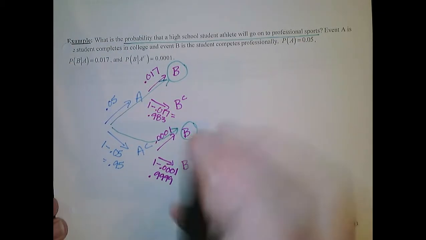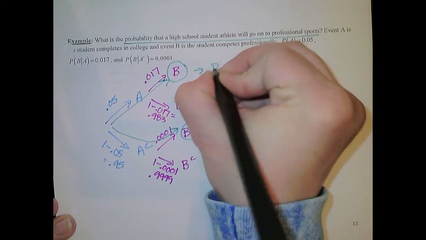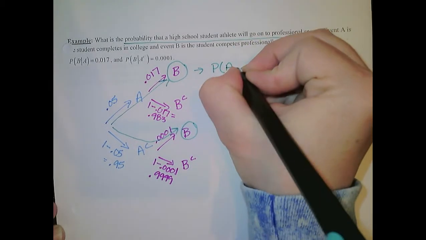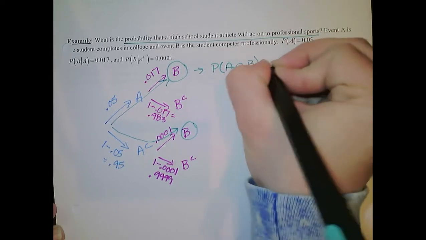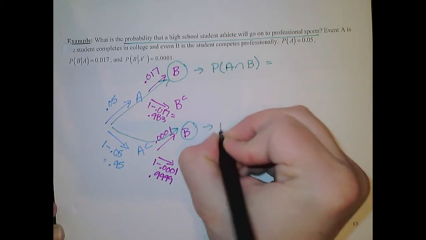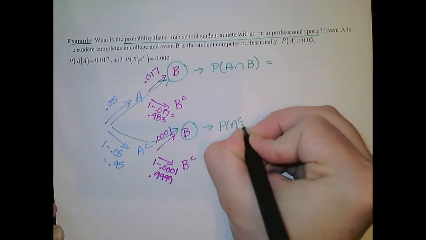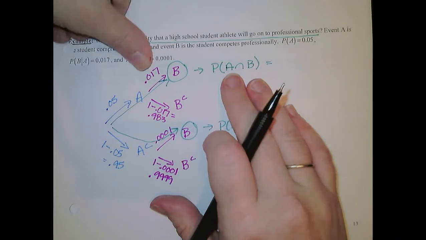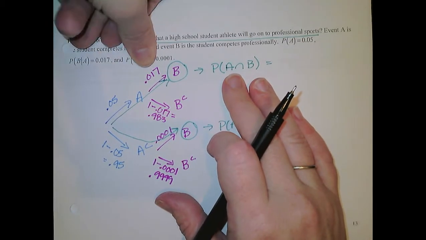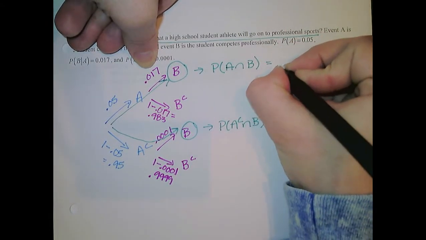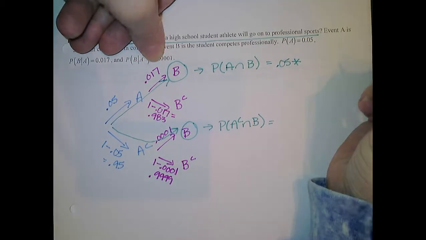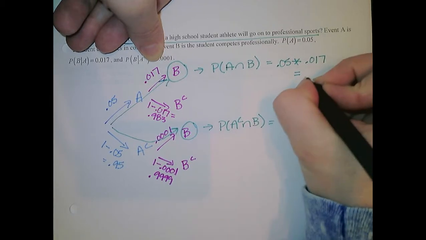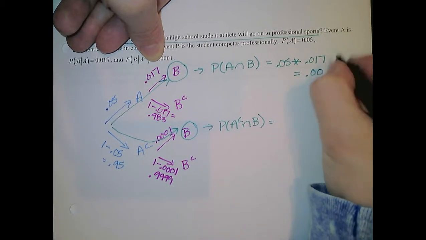So we have two possibilities. We're looking for the probability that the student plays in college and plays professionally. And we're looking for the probability that the student doesn't play in college, but still somehow manages to play professionally. So the probability that the student would play in college and then go on to play professionally would be 0.05 times 0.017, which gives us a probability of only 0.00085.